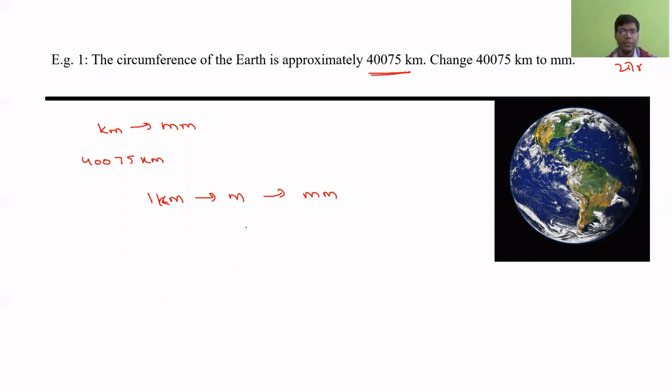Because many times students get confused whether they should divide or multiply. So 1 kilometer, first of all, we convert into meter. We know when the prefix is kilo, 1 kilometer is 10 power 3 meters. And 1 meter is equal to 10 power 3 millimeters. How is it? Because we have seen that 1 millimeter is equal to 10 power minus 3 meters. When I have the prefix as milli, 1 millimeter is 10 power minus 3 meters.